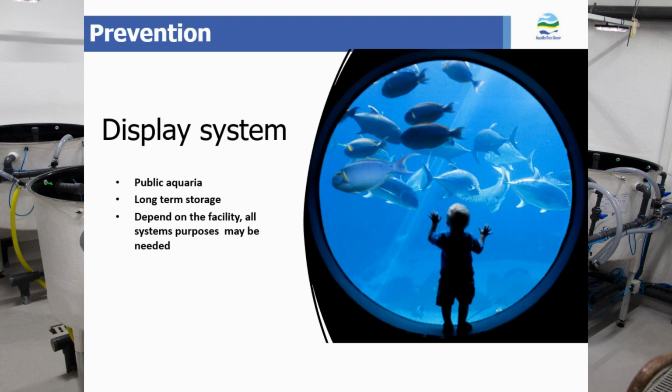Display systems. The most common example is the public aquaria or private aquaria. They usually are long-term storage, and depending on the facility, all the system purposes might be needed. So the aquaria could have, out of display, for example, hatchery and broodstock.